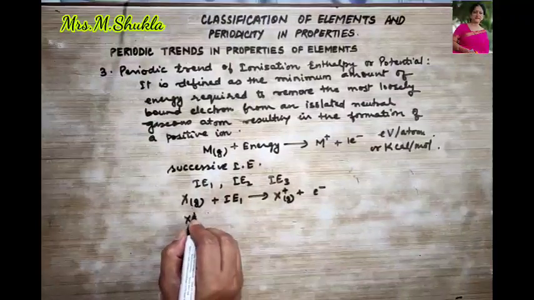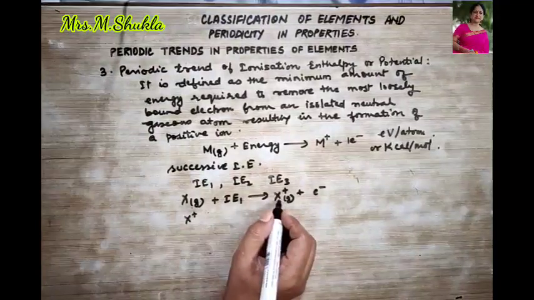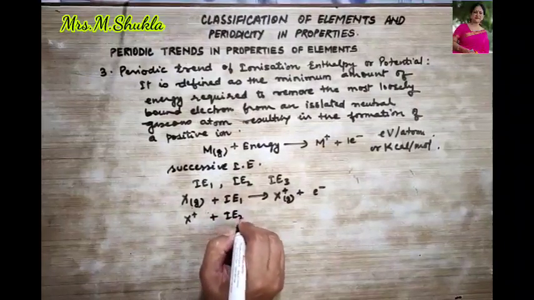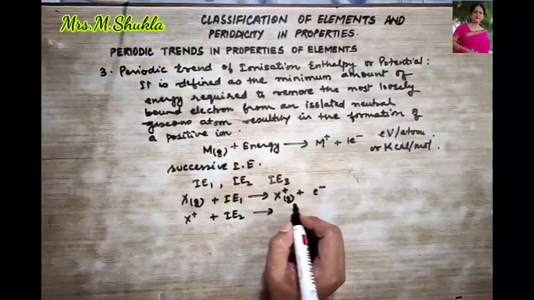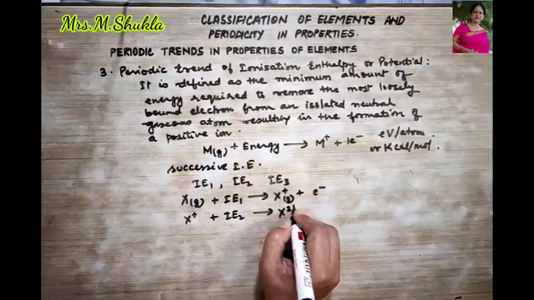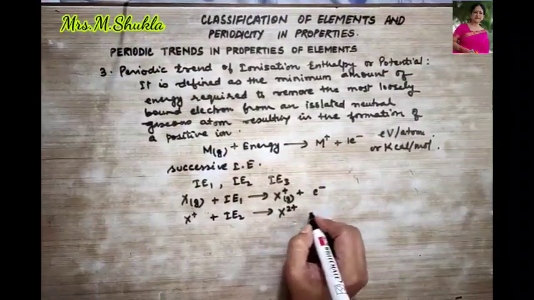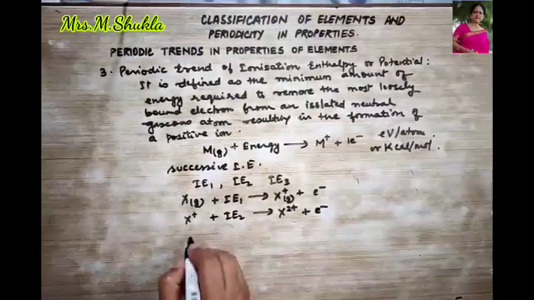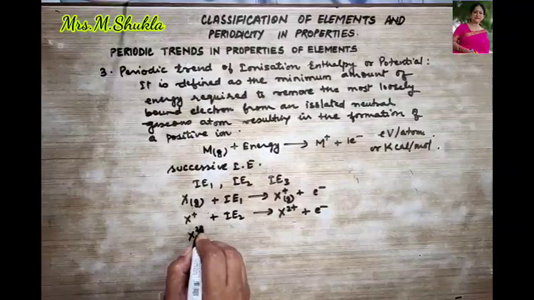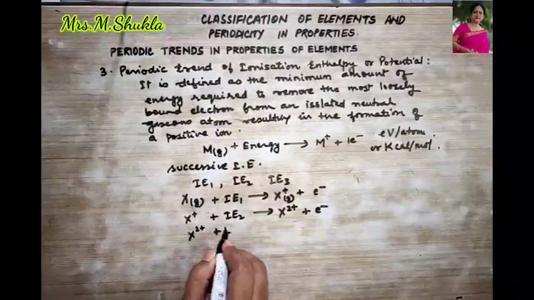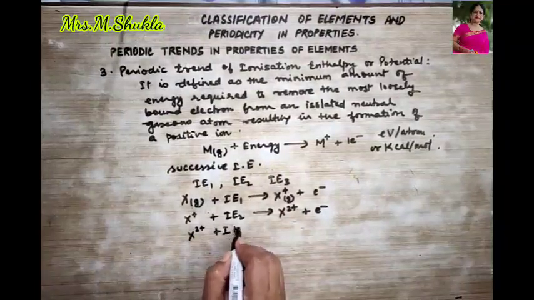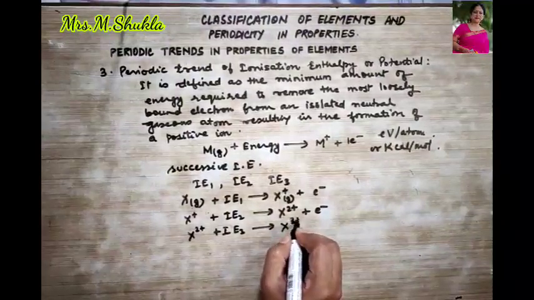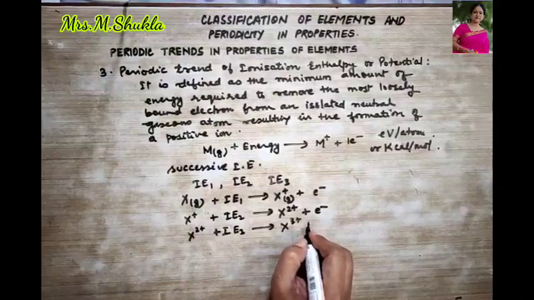Now, this particular cation has more electrons, so it requires more energy to remove the electron, and thus it forms a divalent cation and the electron is removed. Now from this divalent, more energy will be needed to remove the electron and it forms a trivalent. Are you getting my point?